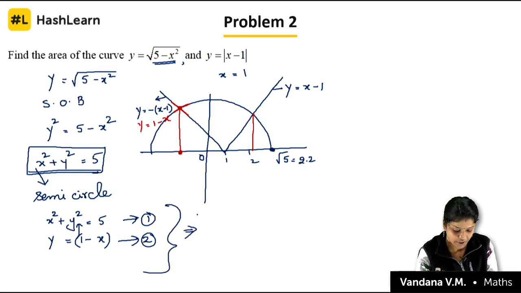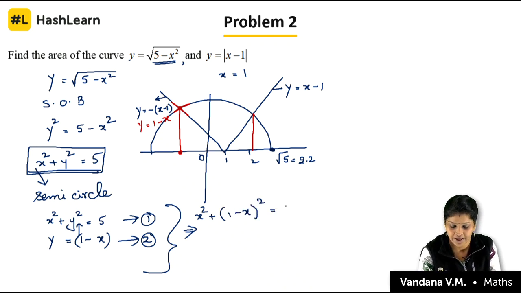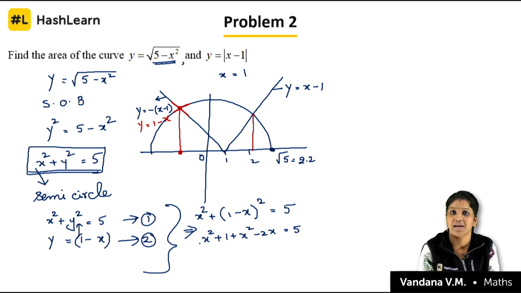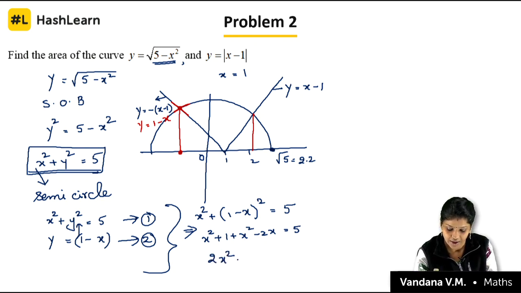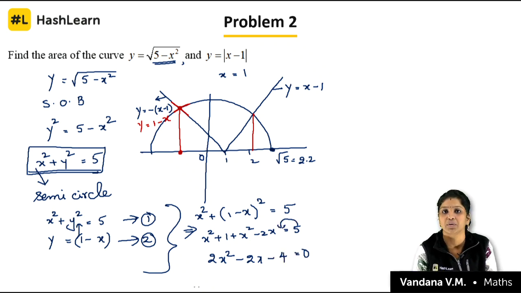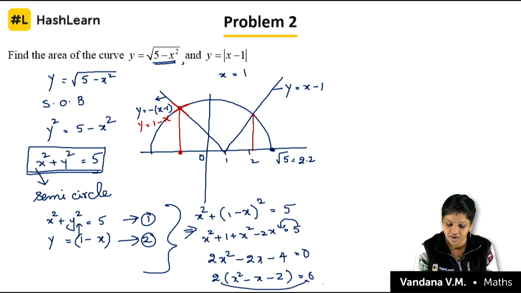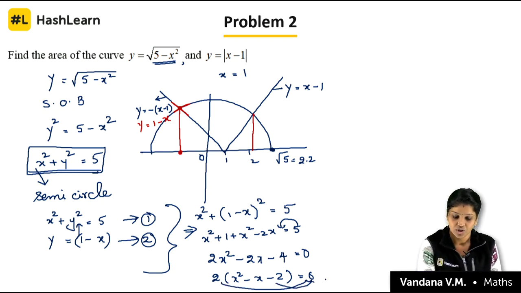Children, you just start substituting: x square plus 1 minus x whole square is equal to 5. Clear? Next, x square plus a minus b whole square, a square plus b square minus 2ab, is equal to 5. x square plus x square is 2x square minus 2x. Bringing it to this side, it is minus 4 is equal to 0. Take out 2 common, x square minus x minus 2 is equal to 0. Now 2 is never equal to 0, so I have to equate this to 0. So how much will I get?